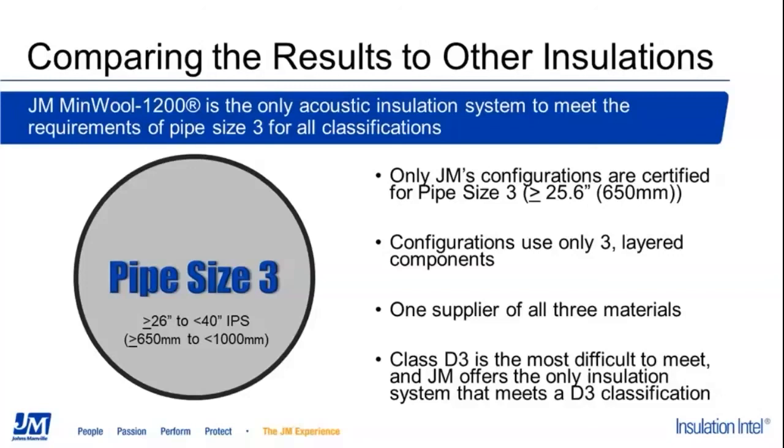All of our configurations only use 3 different layered components, so the mineral wool insulation, the mass-loaded vinyl, and the metal. And we supply all 3 of those materials, so you're able to source the entire system from a single supplier. And then again, the class D3, which is the most difficult of everything to meet, is one of the ones that we do have a certified configuration for.